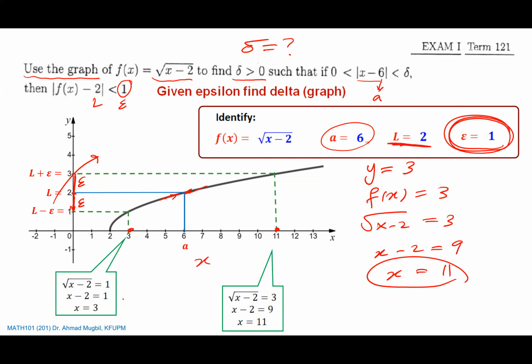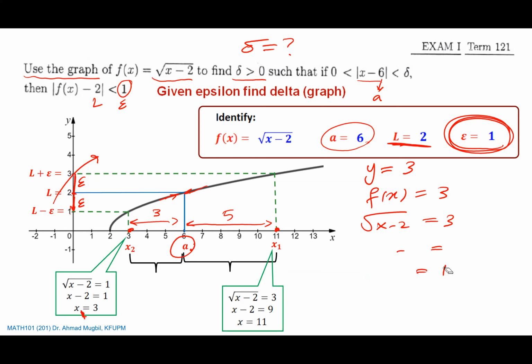It is not difficult. Usually we call this one x1 and this one x2, or the other way around. It is up to you to distinguish between them. So let's call this one x1 and this one x2. Now your a must be between them, between x1 and x2. Now, what is the distance from here to here, Shabab? From A to this point. 11 minus 6, 5. From here to here? 3. Which one will we choose to be delta? The shortest, the smaller one.